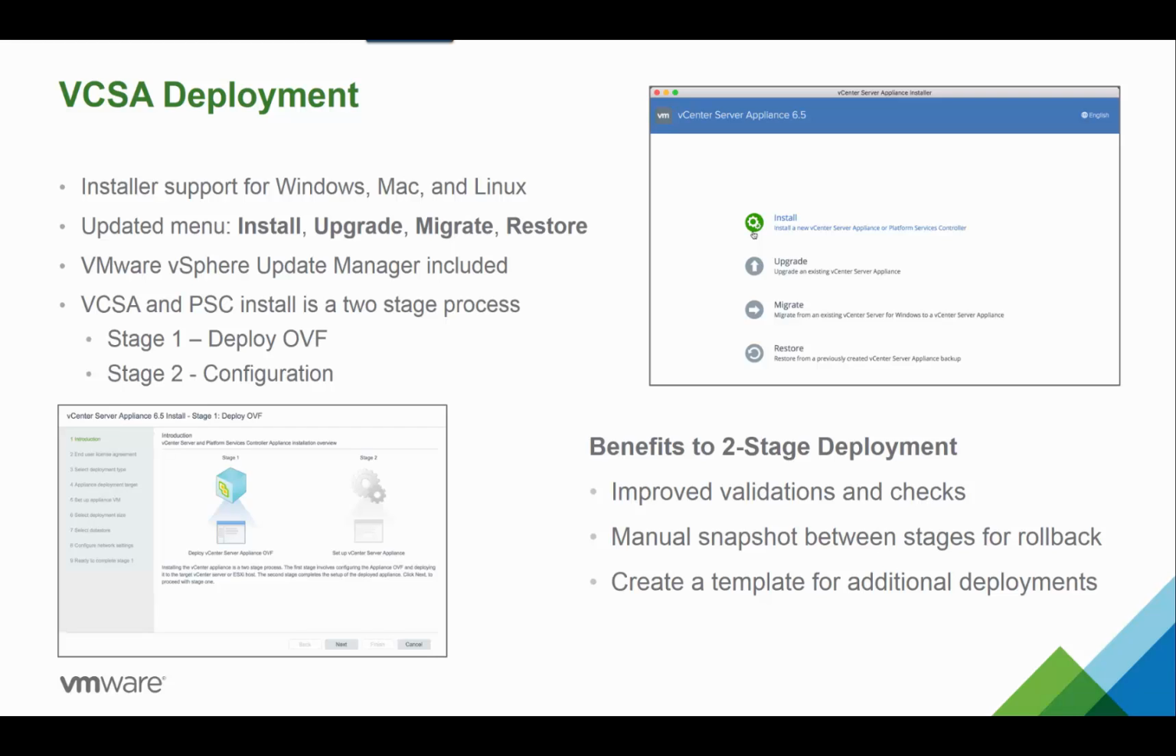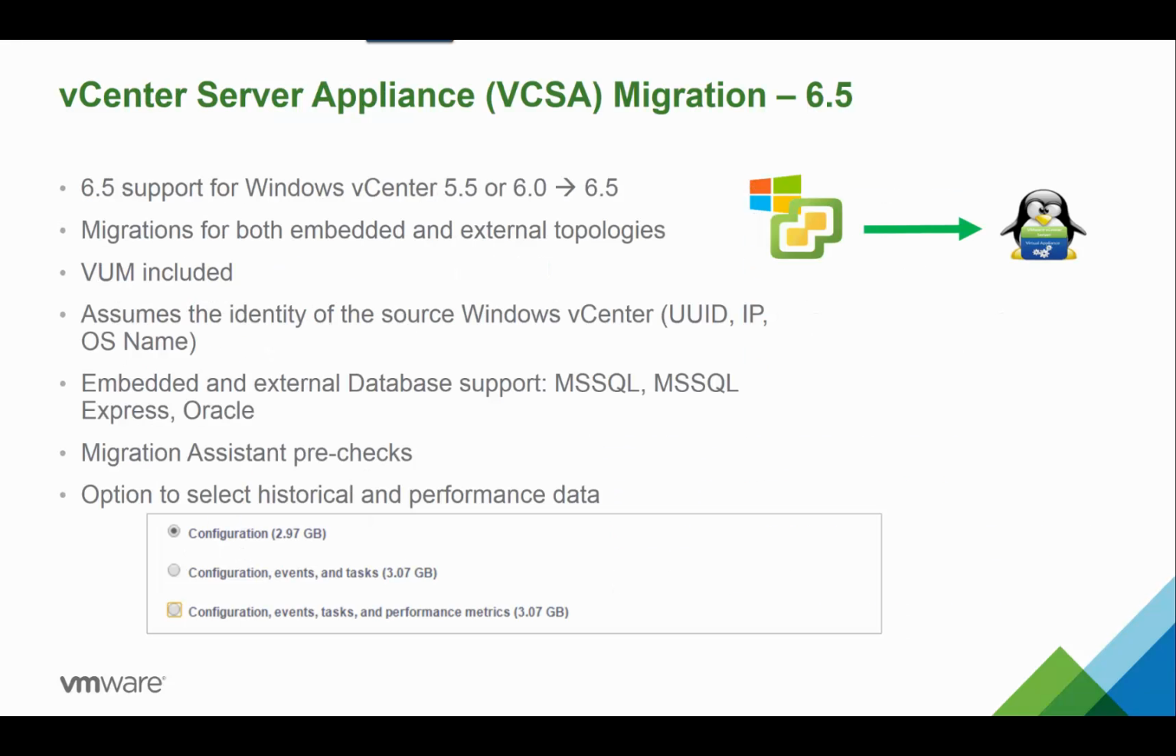process. Also, customers can create a template from the appliance VM after stage 1, which can save them valuable time when deploying multiple instances or to aid in conforming to their own deployment standards. Also of note, there are versions of deployment applications available for Windows, Linux, and Mac OS. In addition, there's no plugin required in order to run the new deployment application, which allows for a truly cross-platform installation experience. The new vCenter Server appliance allows you to migrate from vCenter Server 5.5 or 6.0 directly to 6.5.